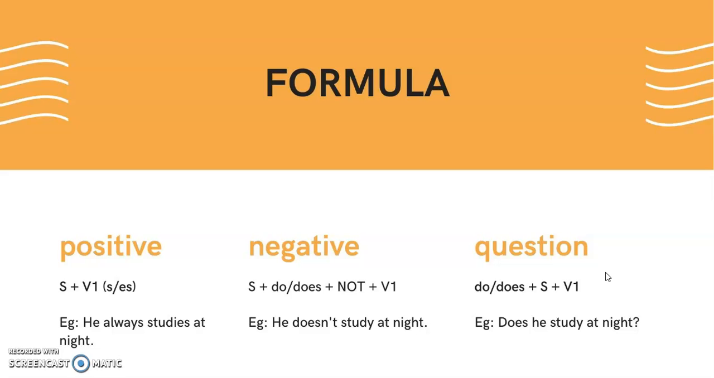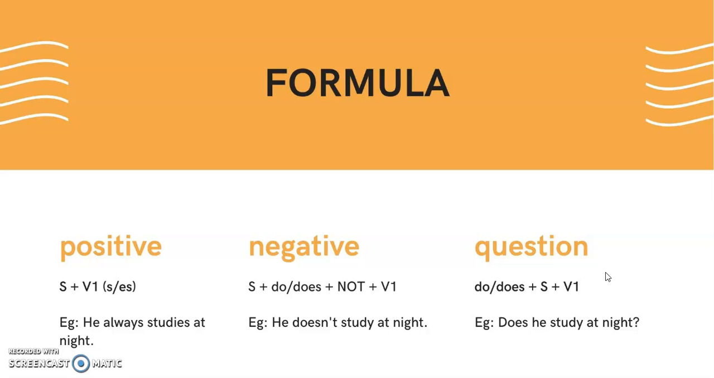Let's take a look here. Please pause if you need more time to read the formula. As I have mentioned here as well, you have verb 1, of course. And then for he, she, it, don't forget that you have to add s or es to the verb. And then for negative and question, the verb is in the form of verb 1 only. You cannot use verb 1 plus s because you already have do or does.